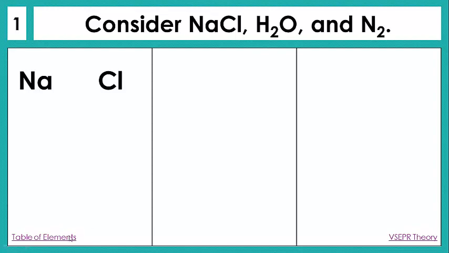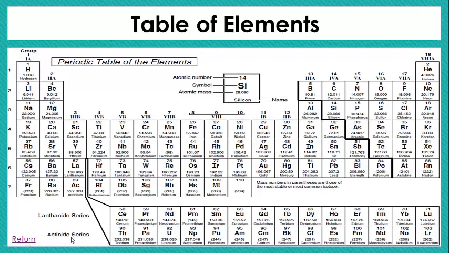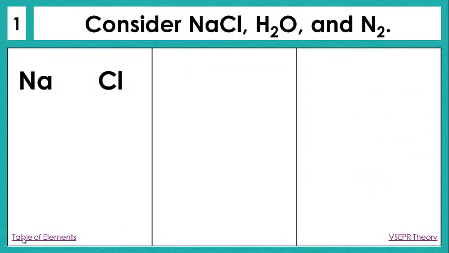So I need to determine how many valence electrons sodium and chlorine have. If we check our table of elements, sodium is in the first group, meaning it has 1 valence electron, and chlorine is in group 17, meaning that it will have 7 valence electrons. So I can go ahead and draw in my electrons. There's 1 for sodium and 7 for chlorine. Notice that we followed a top right, bottom left pattern to fill in the electrons. We want to make sure that there are 6 of them that are paired and 1 that is unpaired.